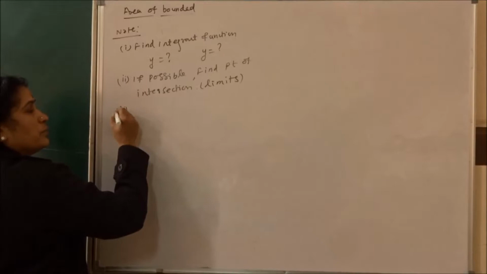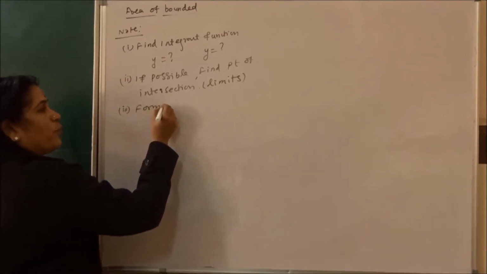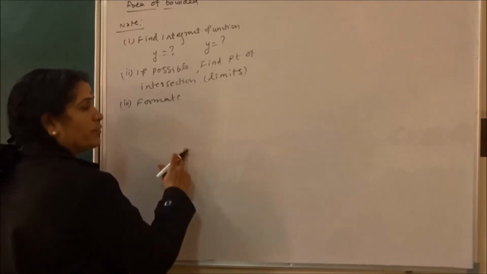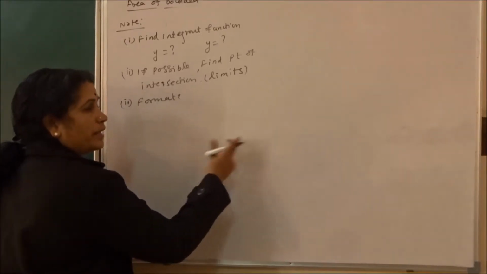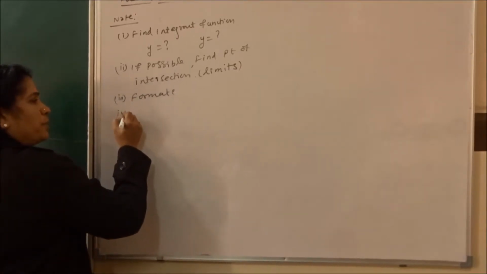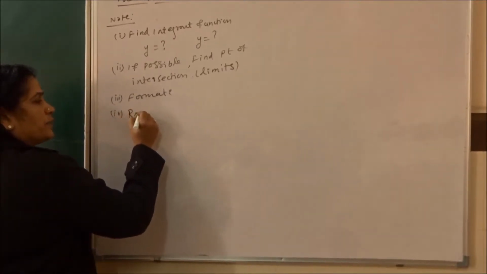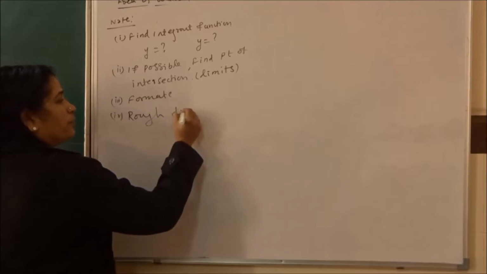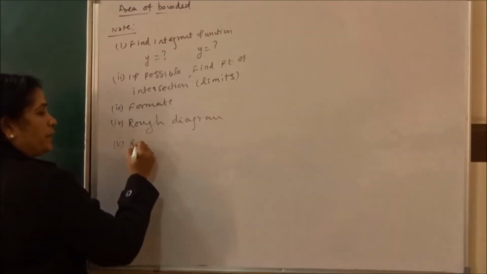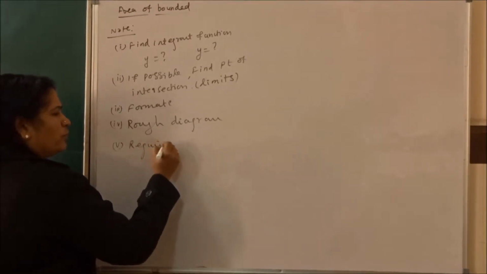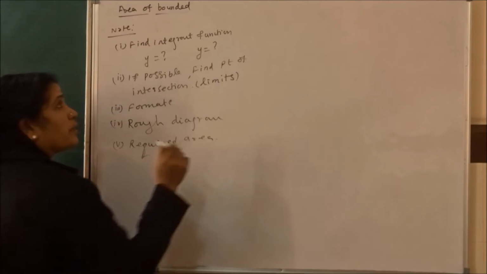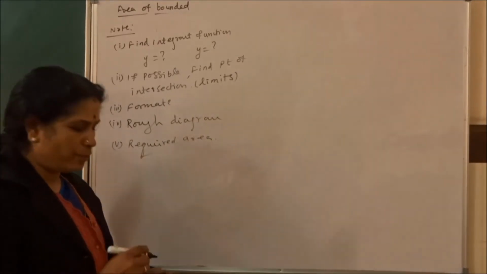Now the third part is the format. You have to write the format. What is the format? Suppose it is a parabola, x and y values. If it is a straight line, x and y values. I will give you one example. Step number 4 is a rough diagram, a rough sketch. And step number 5 is the required area. So there are 5 steps for each area bounded.